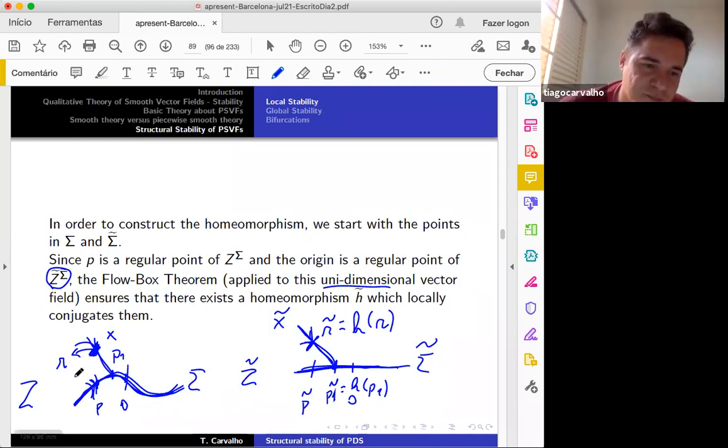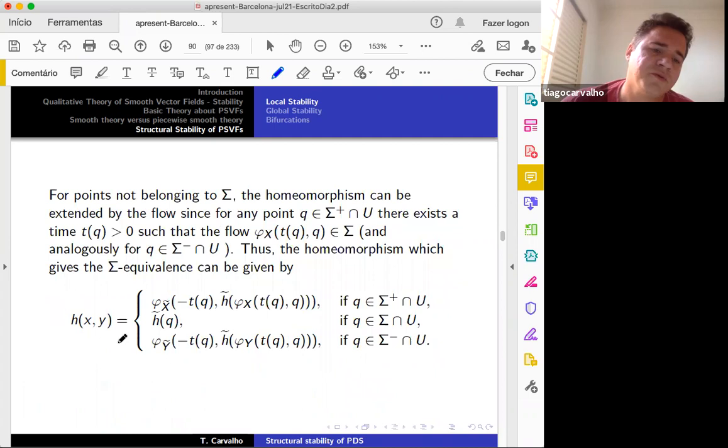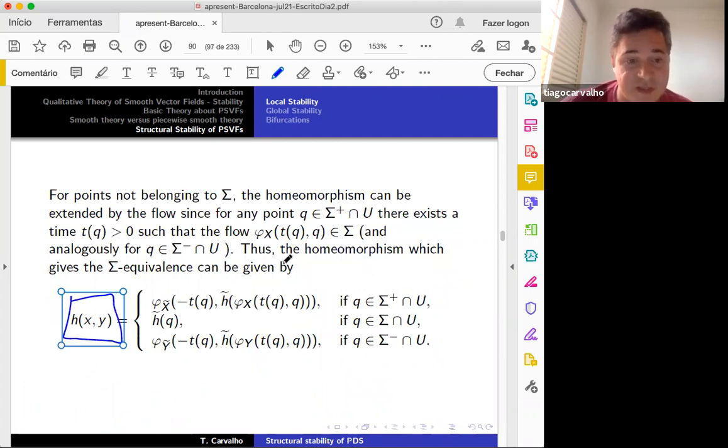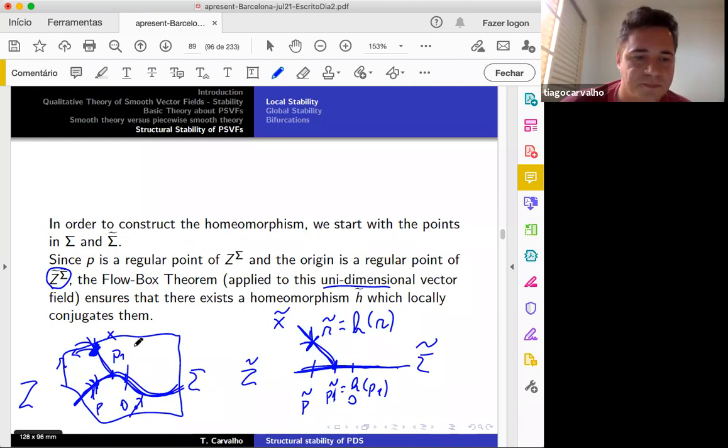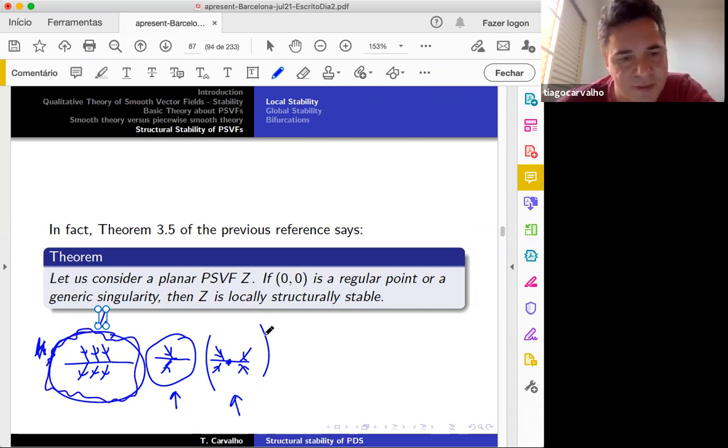We can do this for every point in a neighborhood of this region. Okay, even for points here at this side of sigma. It's the same. And so we have a correspondence between z and z tilde for all points in a neighborhood of the origin, okay? And this is the way that the homeomorphism is constructed. It's similar for the other case. This is easy, okay? The construction of the homeomorphism for this case is easy.